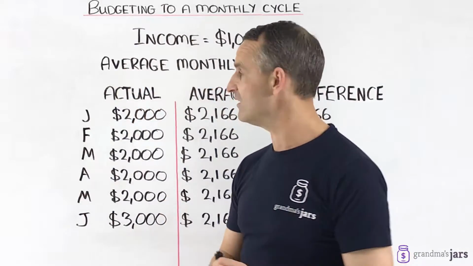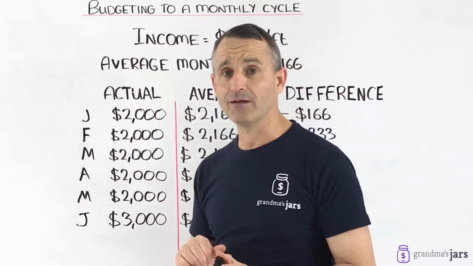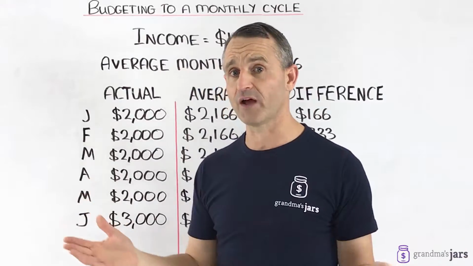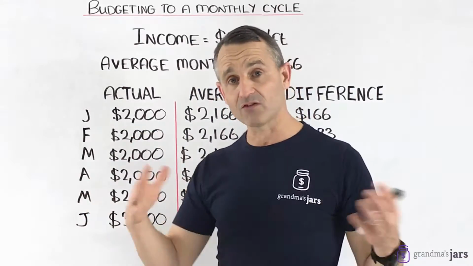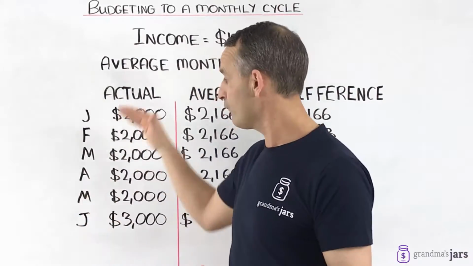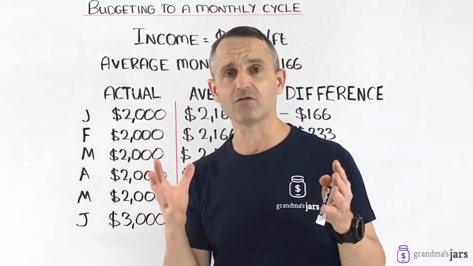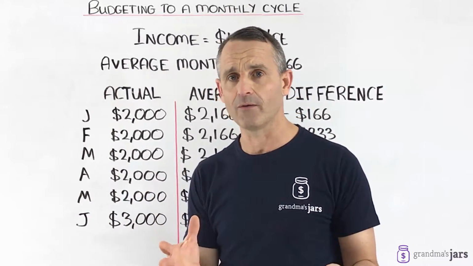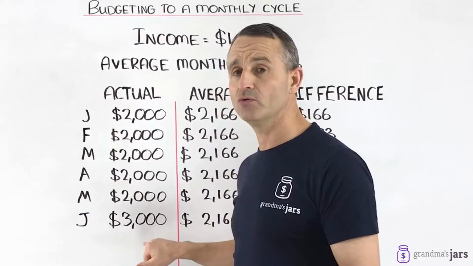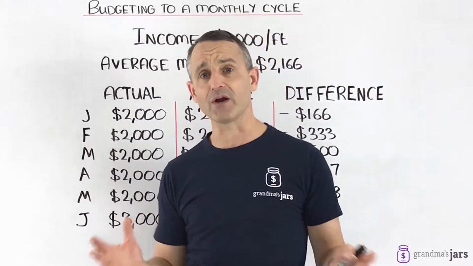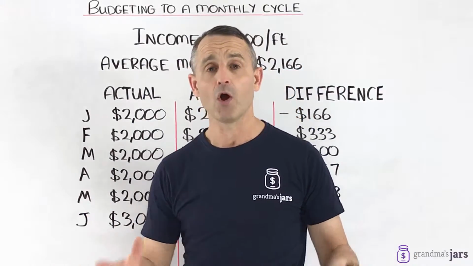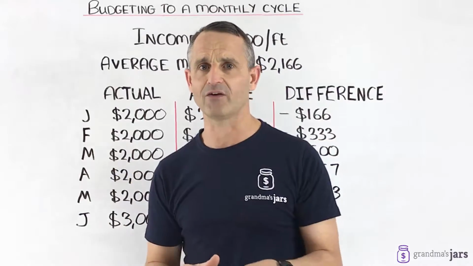What really happens is, in January, I get 2 pays of $2,000. February, I get 2 pays of $2,000. For 5 months, I will get 2 pays of $2,000. And then, in June, I will receive a 3-pay month, where I receive $3,000.